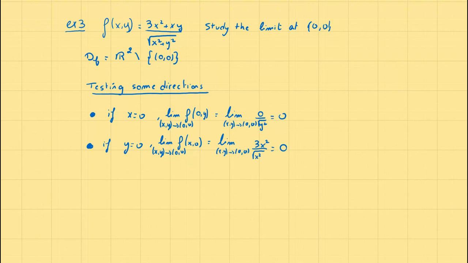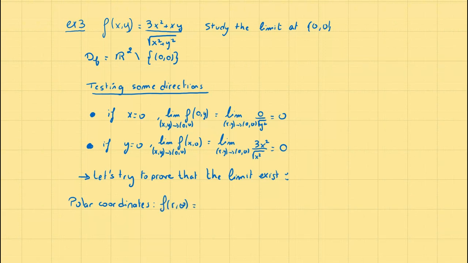Let's try to prove that the limit exists. But in this case, we will try another method, which is the polar coordinates. With the polar coordinates, you will replace x by r cosine theta, y by r sine theta, and you will replace the fact that (x, y) tends to (0, 0) by r that tends to 0. So let's do this. Polar coordinates, replace.